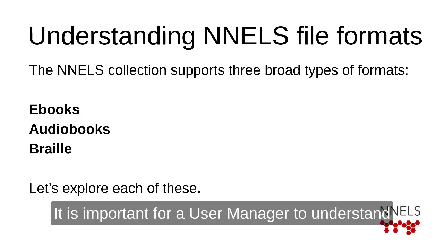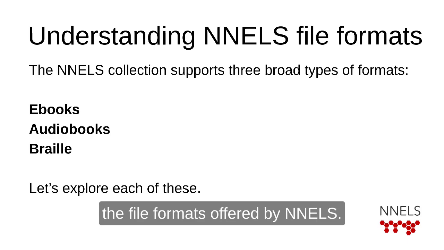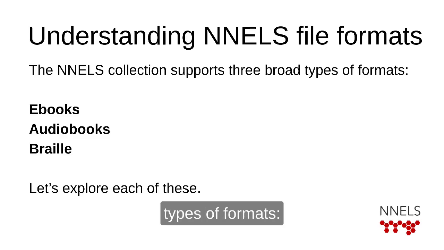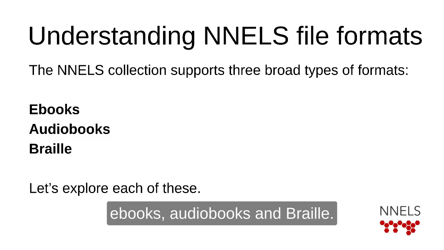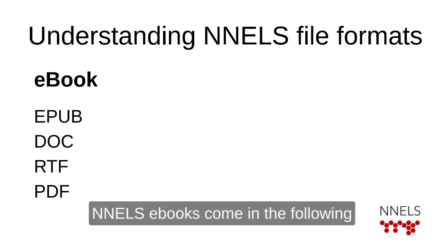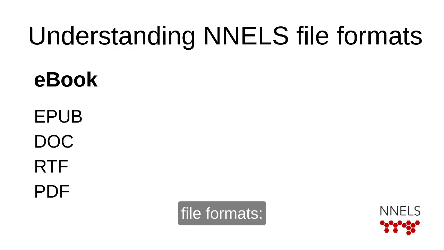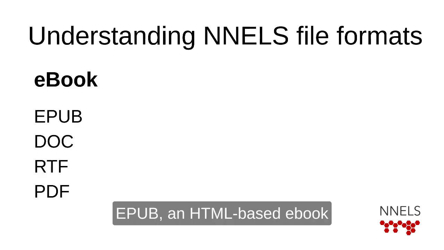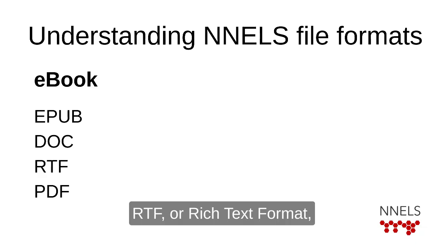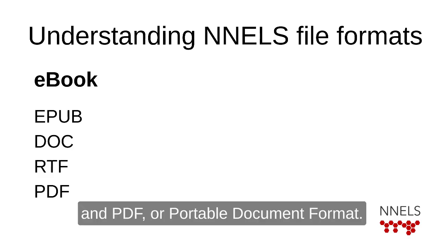It is important for a user manager to understand the file formats offered by NNELS. The NNELS collection supports 3 broad types of formats: ebooks, audiobooks, and Braille. Let's explore each of these. NNELS ebooks come in the following file formats: EPUB, an HTML-based ebook format; DOC or DOCX, a Microsoft Word document; RTF or rich text format; and PDF or portable document format.